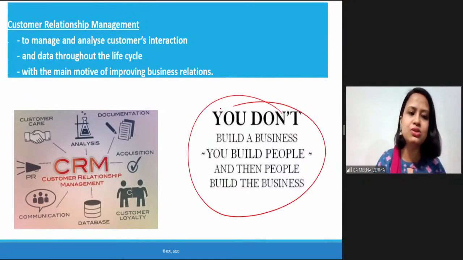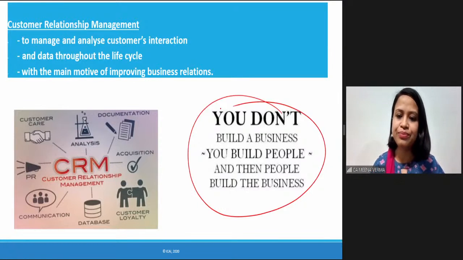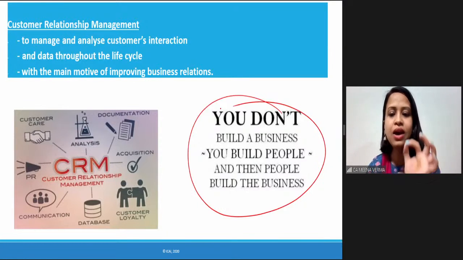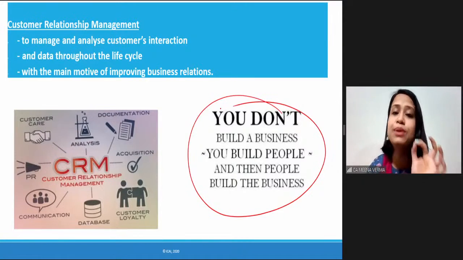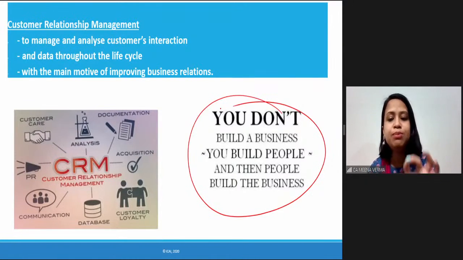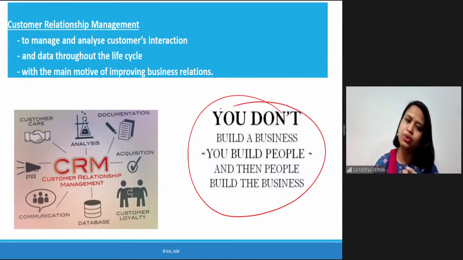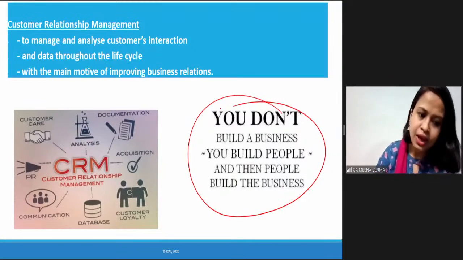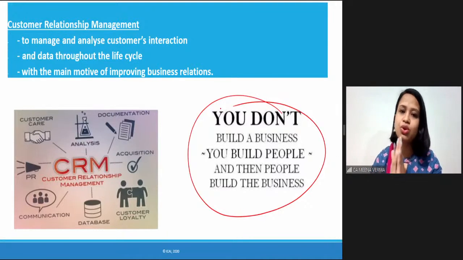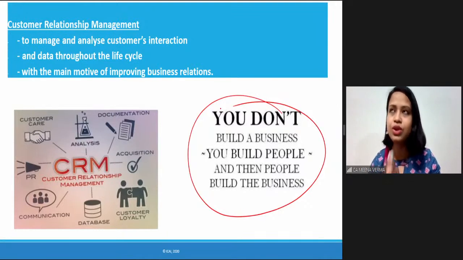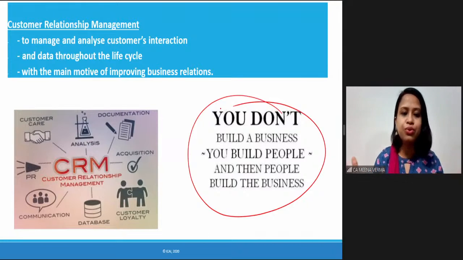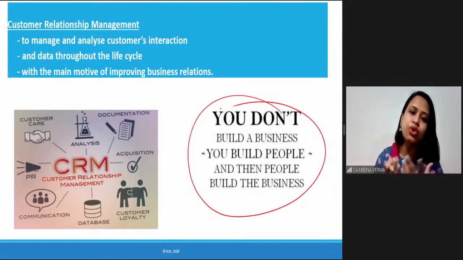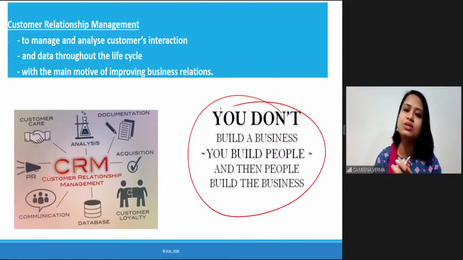If you can read these lines: you don't build a business, you build people, and then people build the business for you. Okay, very good line, very beautiful line, which is related to business. Every business organization grows with the help of people. You cannot grow your business on your own. You need people to grow your business, you need employees, you need customers, you need suppliers to grow your business.